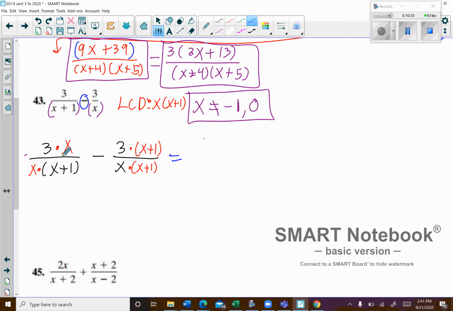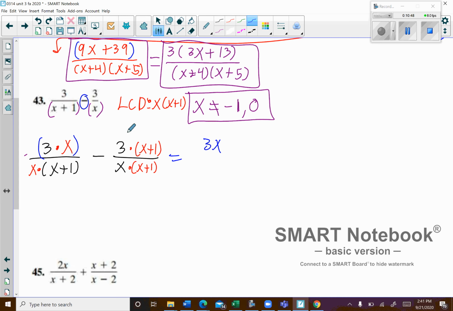Now on the bottom, don't multiply those, okay? And I guess I should have mentioned that on the previous problem. When it comes to the denominators, you'll never multiply those together, just leave them factored, okay? But on top, I have a 3 times x. That's pretty simple. That's just 3x.